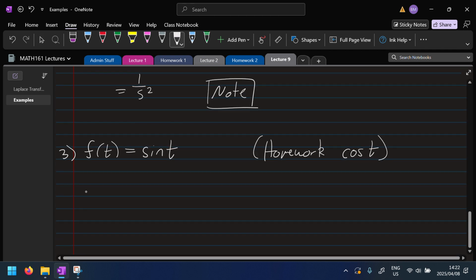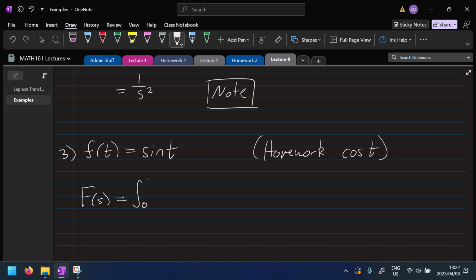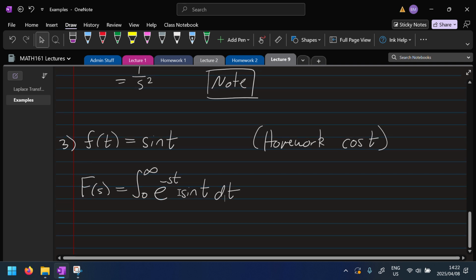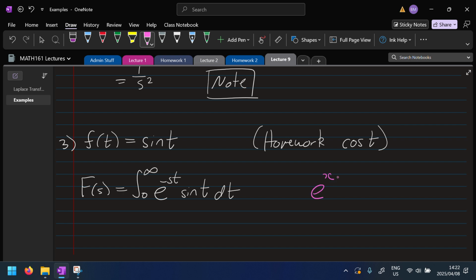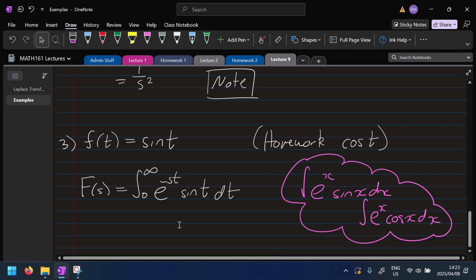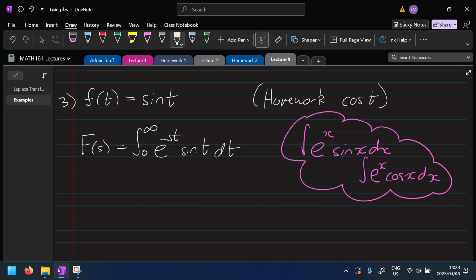So we want to find capital F of s. This is going to be the integral from 0 to infinity of e to the minus st, sine of t dt. Now this we've seen before when we did integration by parts. Remember we had the integral of e to the x sine x dx, and the other one, e to the x cos x dx. We had these two integrals that we looked at a few chapters ago, so I won't do all of the working again. You can have a look at the notes for that.